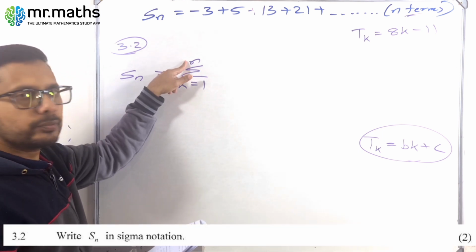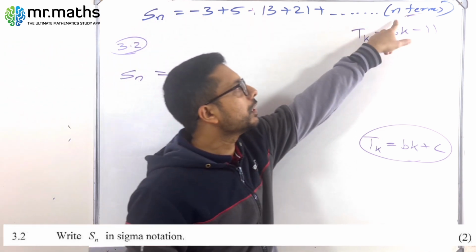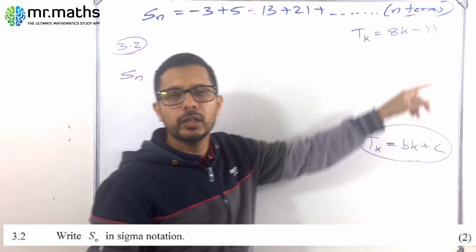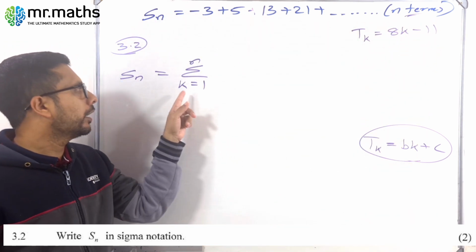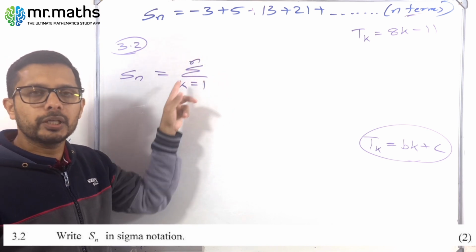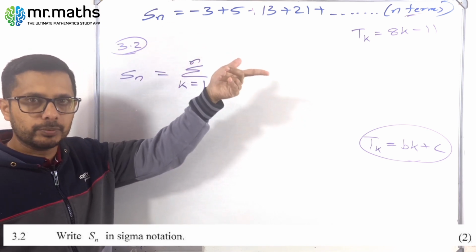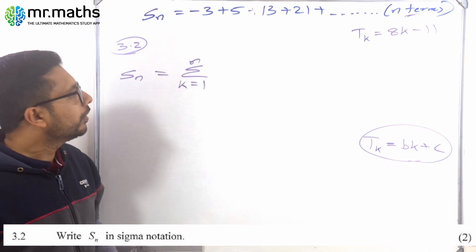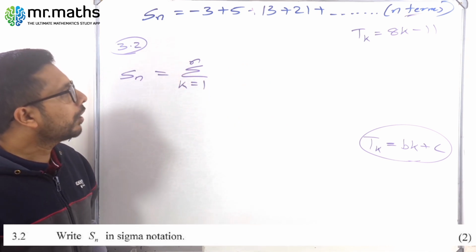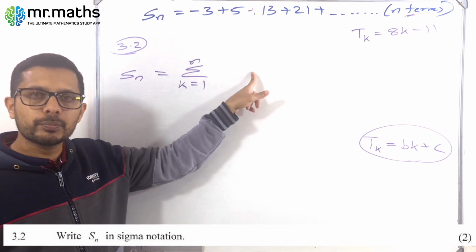Here n means it is given in the question that there are n terms. Normally we write sigma n is equal to 1 to 5, or 1 to 50, like that. You have to say how many terms there are, from where to where. Now here we have to write in sigma notation.